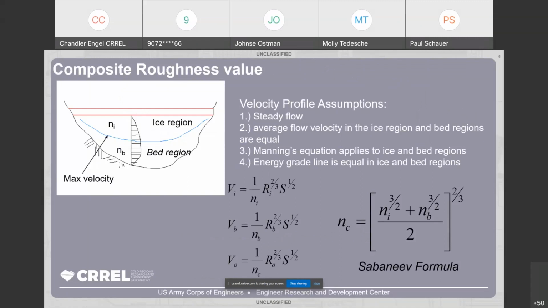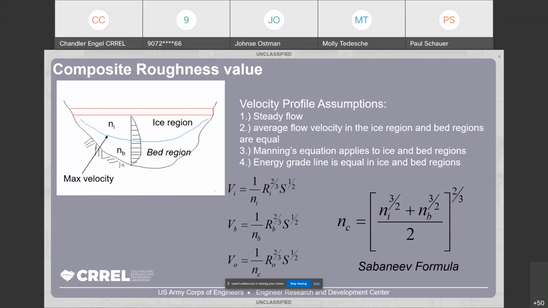So now we have an ice affected flow area and hydraulic radius terms. Now we need to come up with an ice affected roughness value. We need to modify N. So for this, we're going to call it a composite roughness value, which is a combination of both the bed roughness and the ice roughness. To get there, we break up the flow area into 2 zones. I've got an ice region up on the top there, and then we've got a bed region, and those are influenced by their own roughness values, N sub I under the ice, and N sub B along the bed.